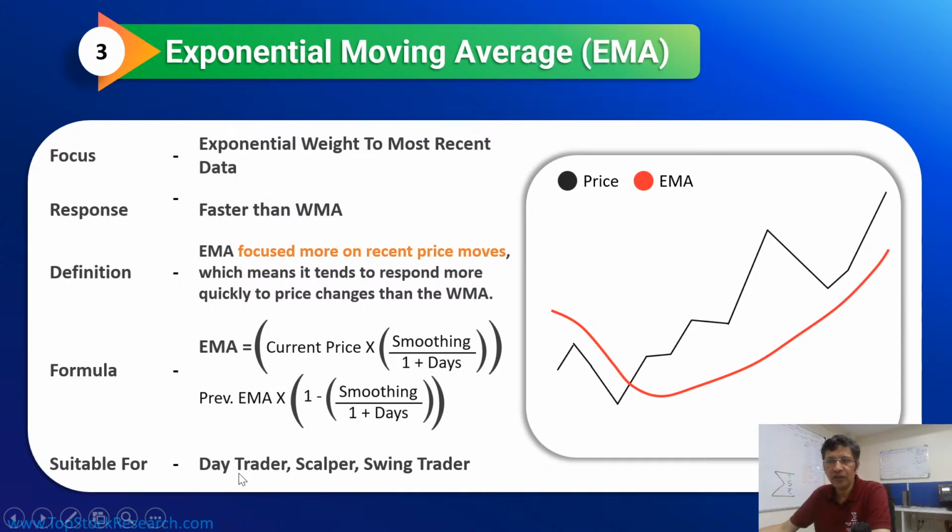So it's perfect for day traders, scalpers, swing traders, right? And it is fast. So if you're looking for a shorter duration, then EMA will be a better option. If you're looking for long-term things, SMA is there, or WMA, right?